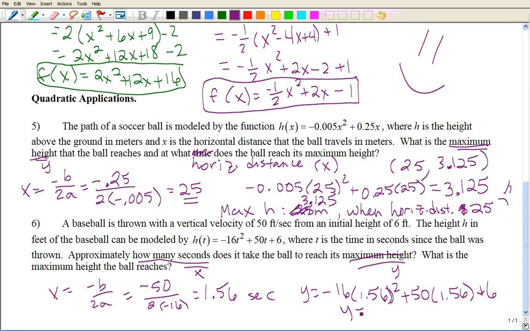And that will give us a value of 45.06. So the maximum height for the baseball is 45.06 feet, and that will happen at 1.56 seconds.